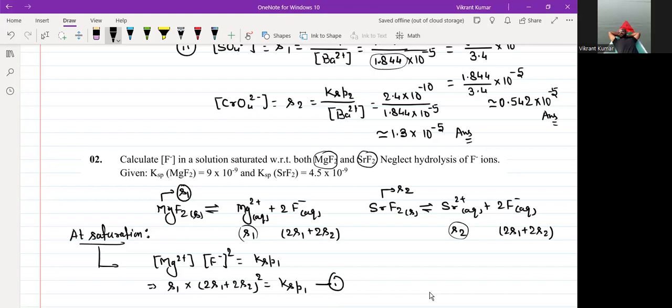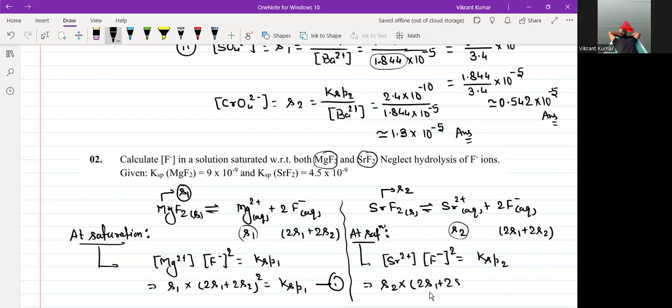Similarly, ये भी जो at saturation situation दिया हुआ है, we'll write Sr2 plus into F minus का square will become Ksp2, and that will give you S2 into (2S1 plus 2S2) whole square will be equal to Ksp2.